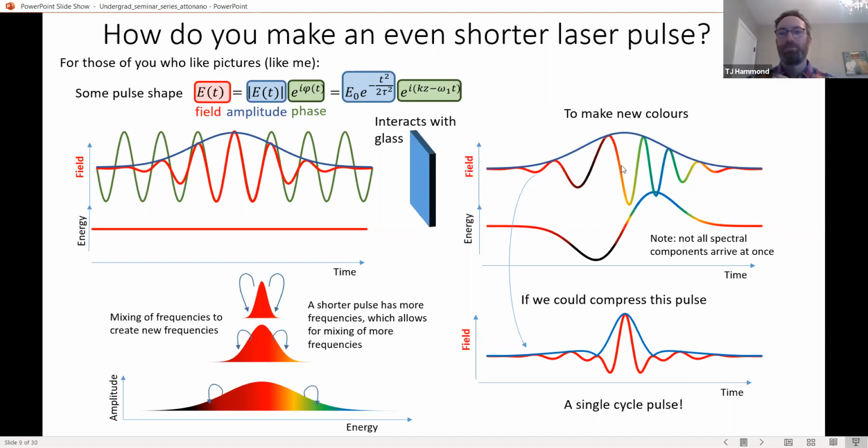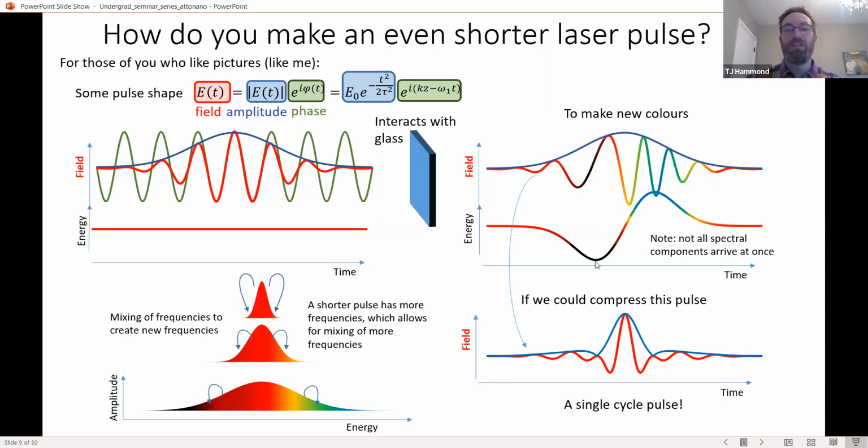So it still has that chirp like we saw before, but that's only over a certain region of this. It's not over the entire pulse. It's kind of this weird shape. What that means is that we've created new frequency components. So this energy now is changing as a function of time.